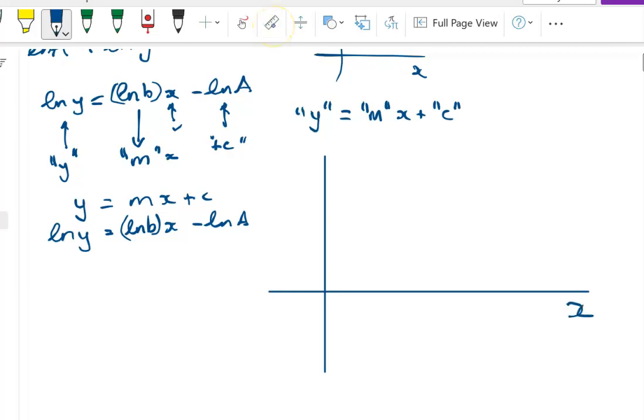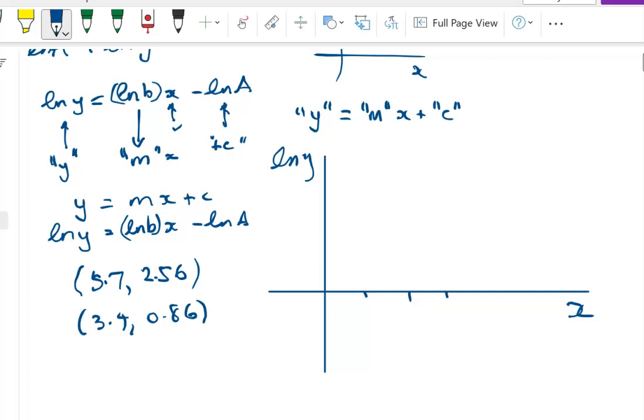Right, so this is x, and this is the natural log of y. The 2 points are 5.7 and 2.56, and 3.4 and 0.86. So I'm doing this pretty shockingly badly with no ruler, but let's just go out here. 1, 2, 3. There's 3.4. Let's whack 0.86 about here. So we'll make 1 about here. I haven't drawn it big enough. There we are. So that's my first point.